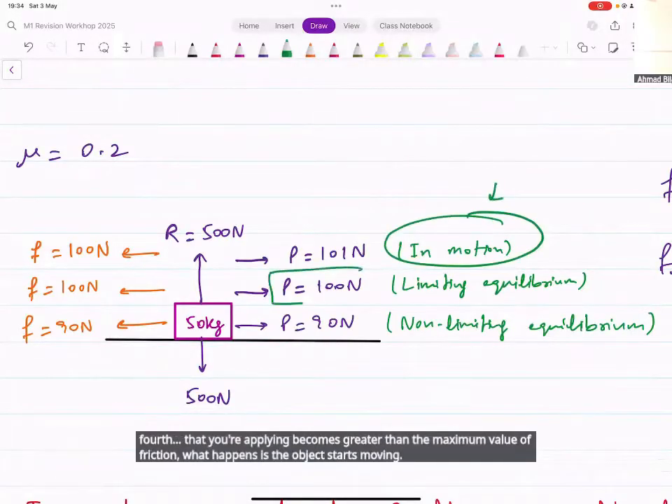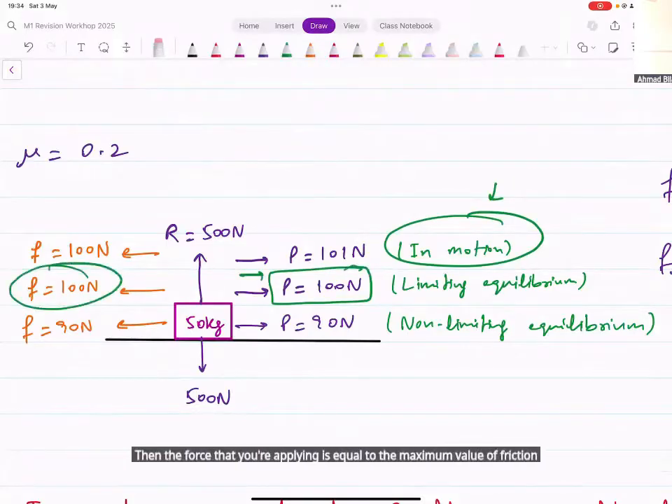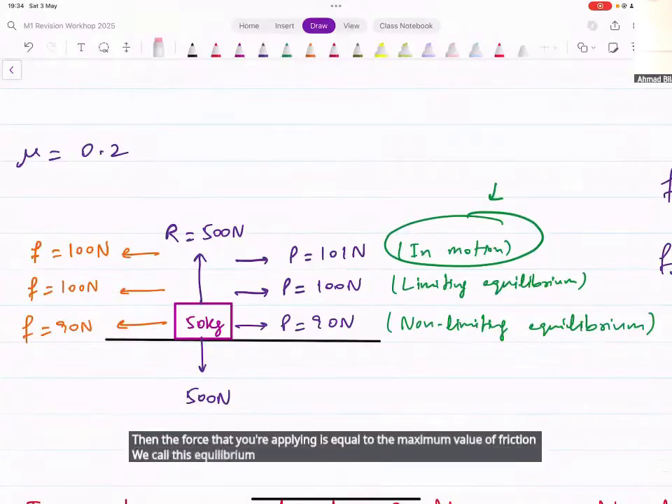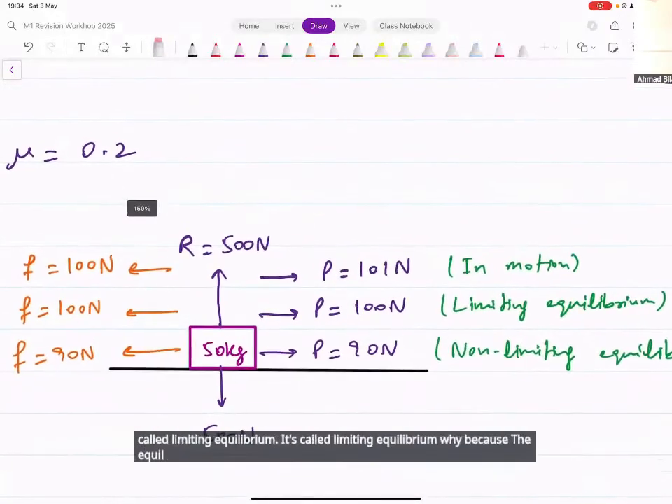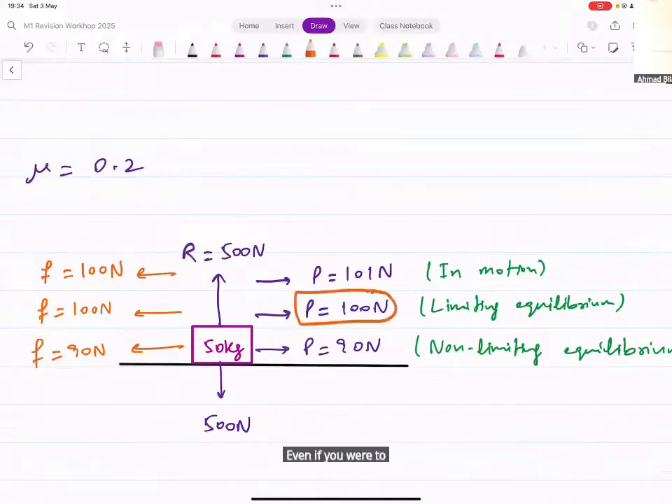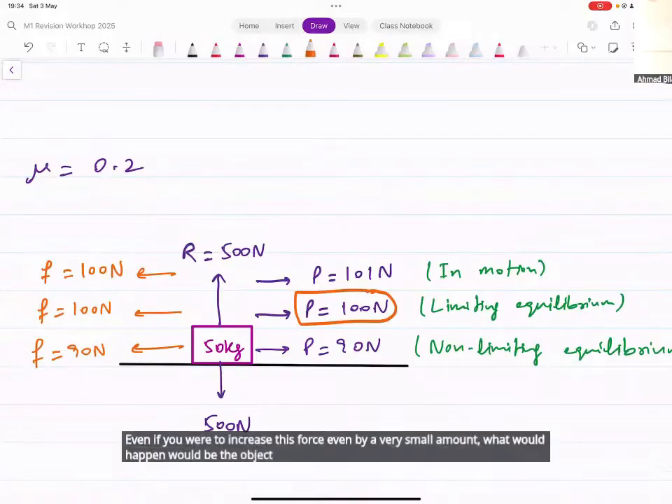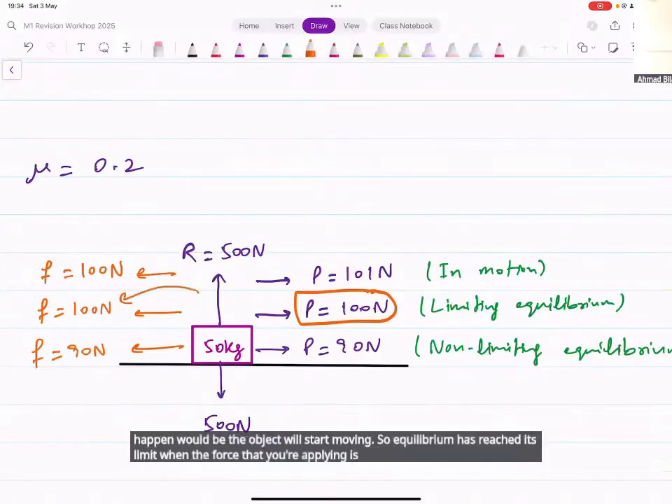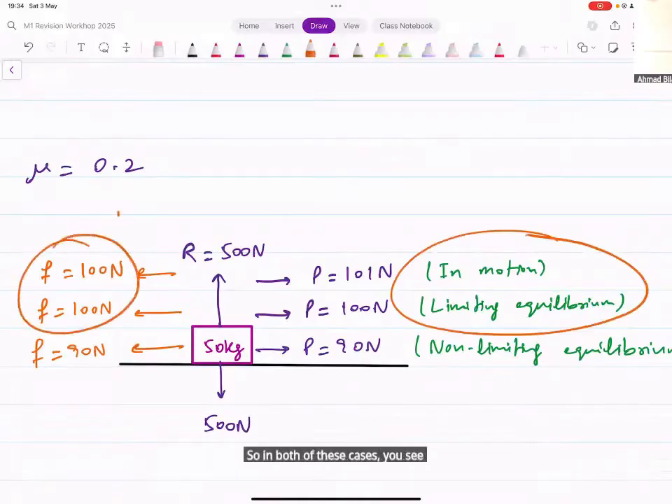When the force that you're applying is equal to the maximum value of friction, we call this equilibrium, but it's a specific case of equilibrium, and it's called limiting equilibrium. Why? Because the equilibrium has reached its limit. Even if you were to increase this force by a very small amount, the object will start moving. So equilibrium has reached its limit when the force that you're applying is equal to the maximum value of friction. So in both of these cases, friction is at its maximum value.